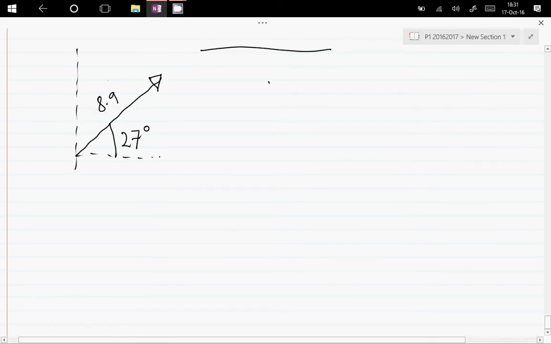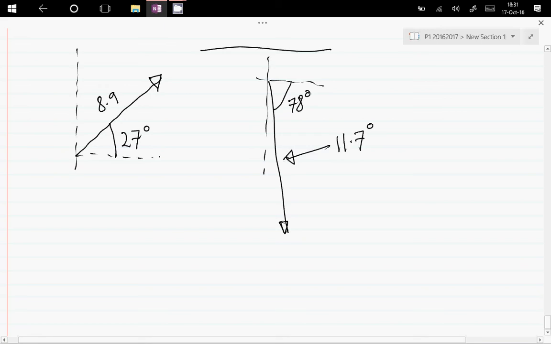And then we've got another vector, which is a very steep and longer vector. And I'm going to define it by its angle here, and I'm going to call that 78 degrees, and the length of the vector is going to be 11.7.